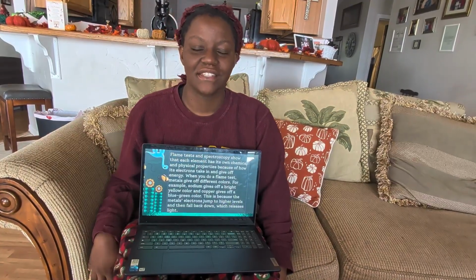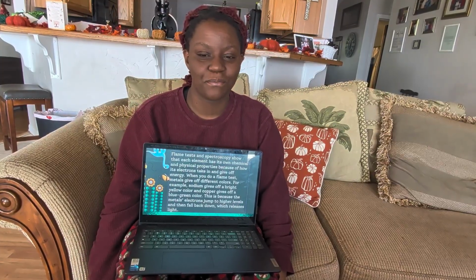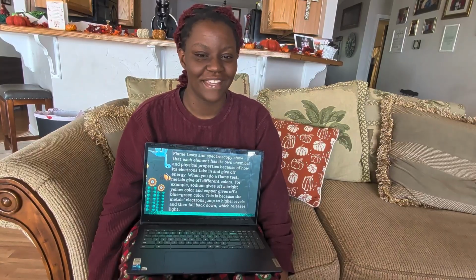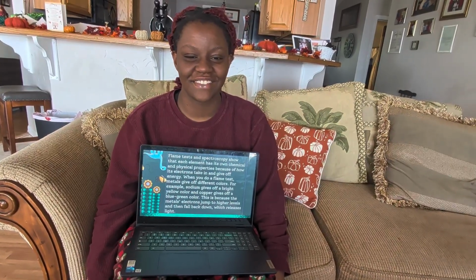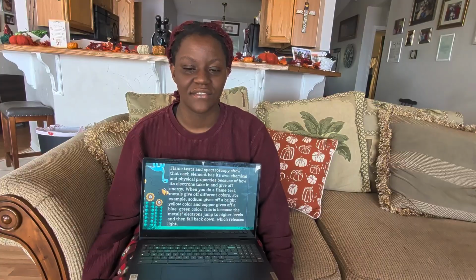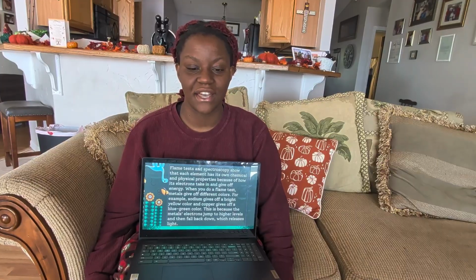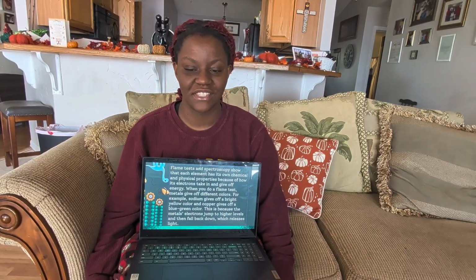So my next slide is about flame tests. Flame tests and spectroscopy show that each element has its own chemical and physical properties because of how its electrons take in and give off energy. When you do a flame test, metals give off different colors. For example, sodium gives off a bright yellow color and copper gives off a blue-green color. This is because the metal's electrons jump to higher levels and fall back down, which releases light.